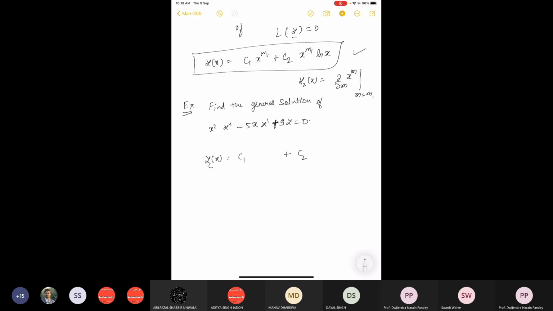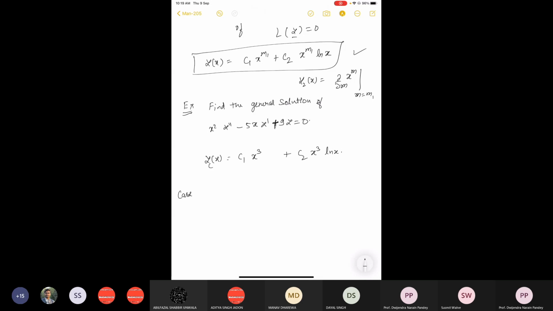I'll just find out y1 and y2. So x cube and x cube ln x. Okay, fine. So it is okay here.